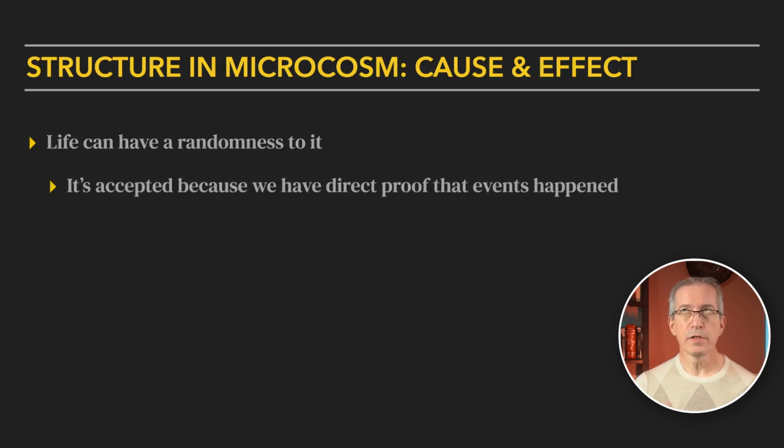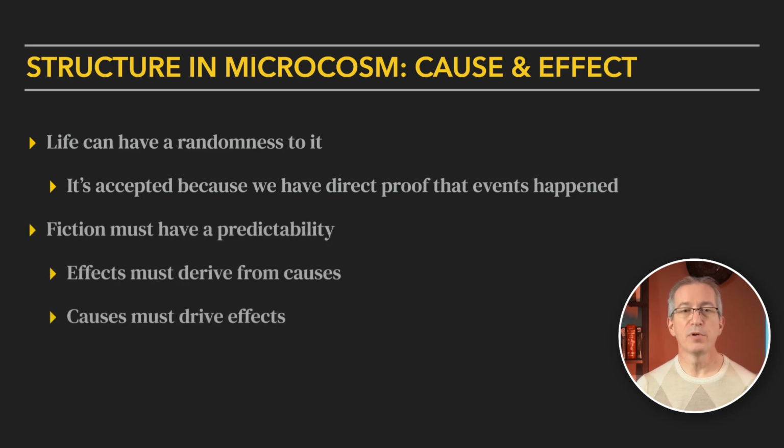And so let's dive into the scene itself. We're going to talk about structure and microcosm, cause and effect. Life can have a randomness to it. It's accepted because we have proof that events happen. We see the news, we see it online and social media. Stuff just happens and we accept it because we're used to that sort of thing. But stories are different. Fiction has to have a predictability.